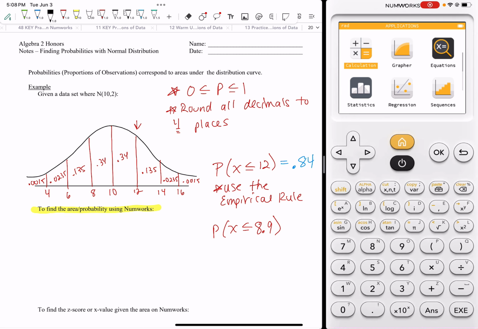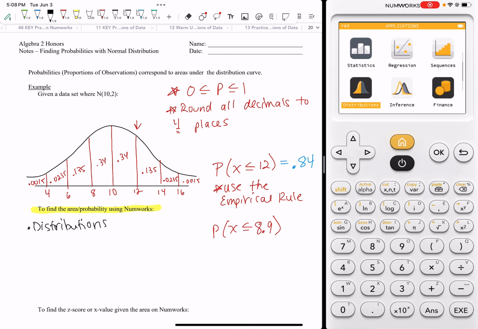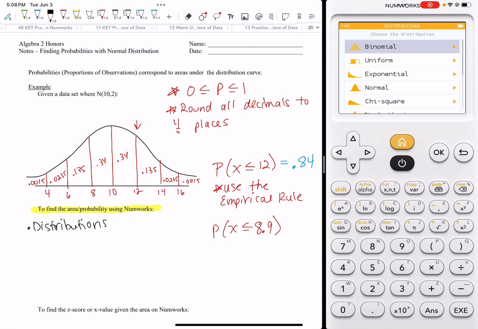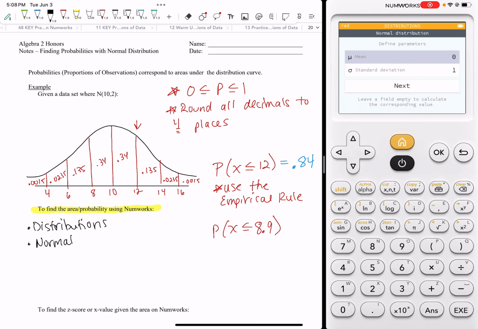But the first thing I am going to tell you is you're going to go to the distributions menu. Okay, so we're going to arrow down here. There's distributions. We're going to go in. And if you notice, there's a whole bunch of choices here. Hopefully you realize that we want the normal distribution. Arrow down there, arrow to the right. And here we are, okay? So the first thing you always have to type in when you're working with this is what is the mean and what is the standard deviation for the problem you're working on. Right now, our mean is 10 and our standard deviation is 2. So I'm going to do 10. Standard deviation is 2. Go down to next.